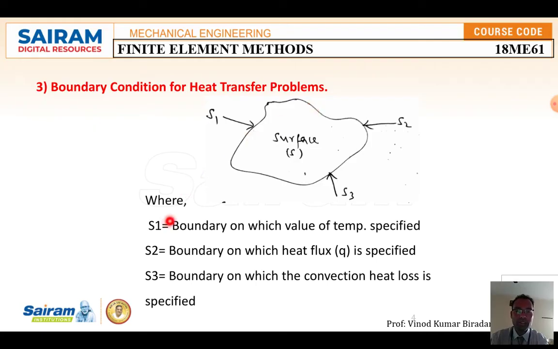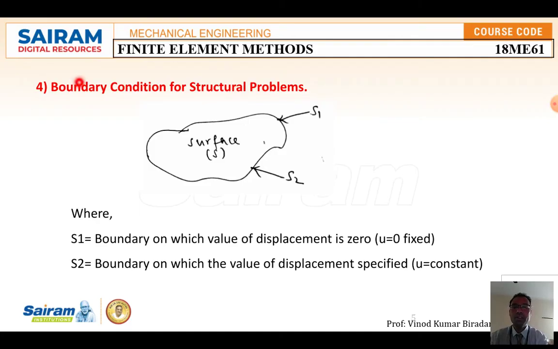S1 is the boundary on which the value of the temperature is specified or applied. S2 is the boundary on which the heat flux Q is specified, and S3 is the boundary on which the convection heat loss is specified. These S1, S2, S3 are the boundary conditions used in the heat transfer problem. You have to remember 1, 2, 3. Similarly, the boundary conditions for the structural problem.